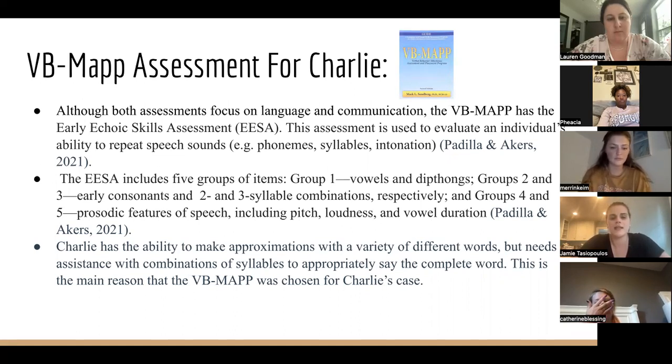Charlie has the ability to make approximations with a variety of different words, but needs assistance with combinations of syllables to appropriately say the complete word. This is the main reason that the VB-MAP was chosen for Charlie's case.